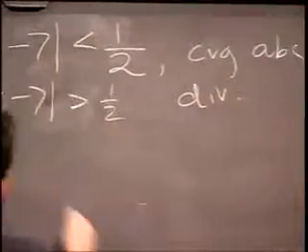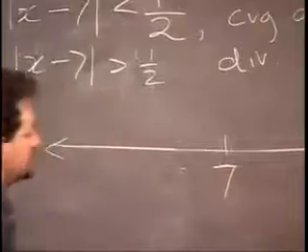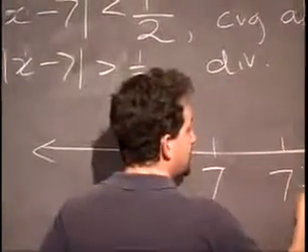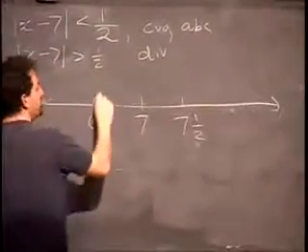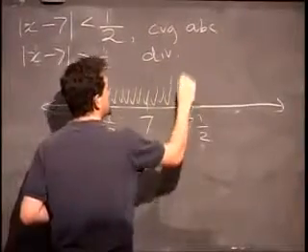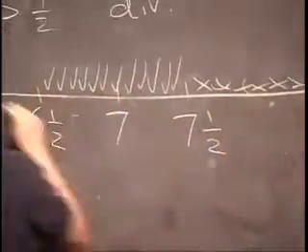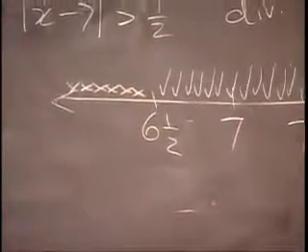Let's draw a picture of it. Here's 7, center of our series. A half takes us to 7.5, and 6.5 on the other side. And what we know is that between 6.5 and 7.5, it converges absolutely. And outside 7.5 or 6.5, outside that interval, it diverges.